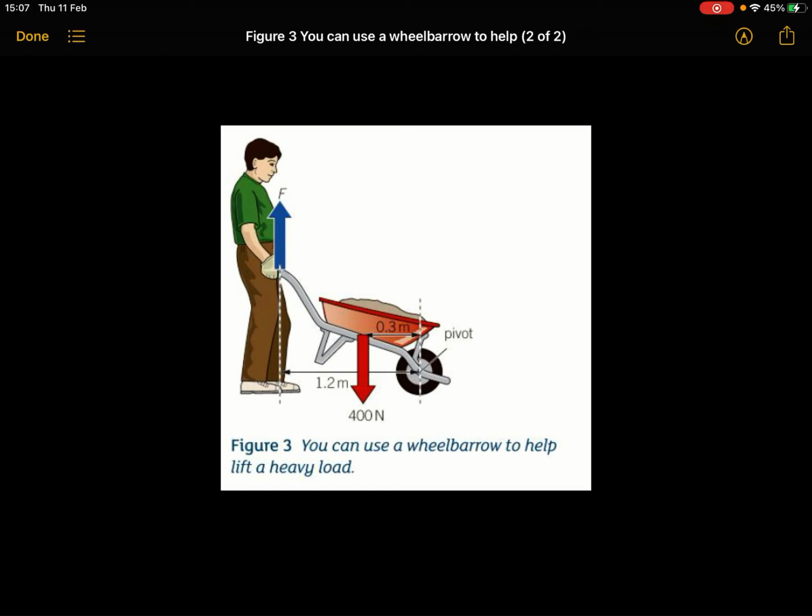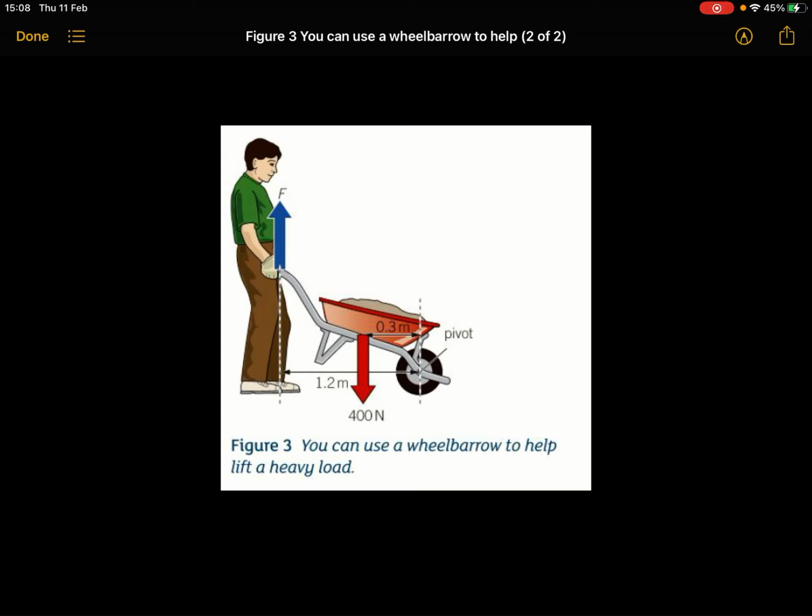So underneath you can see I've got a diagram here. A wheelbarrow. A wheelbarrow is a type of simple machine. It's effectively a lever of its sort, and it is being used to lift a heavy load. So what you can see here is the effort force, blue, F there, we don't know, but the load we do, 400 newtons, and we know the distances from those forces to the pivot.